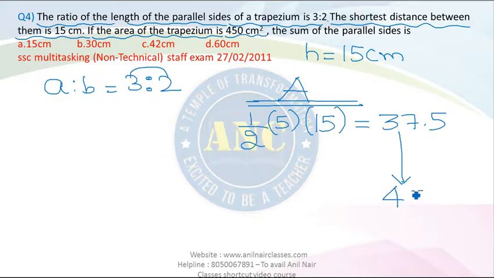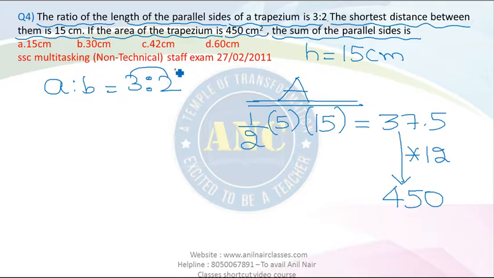It is 450. 37.5 into 2 is 75. 75 into which number is 450? 75 into 6 is 450. That means it is 2 into 6. Multiplying factor is 12.